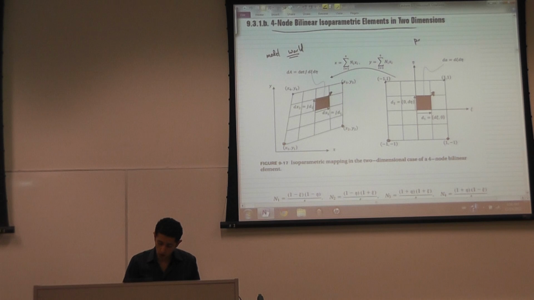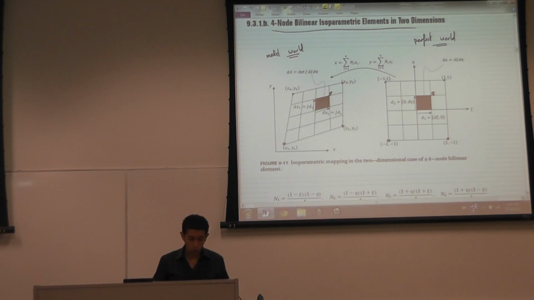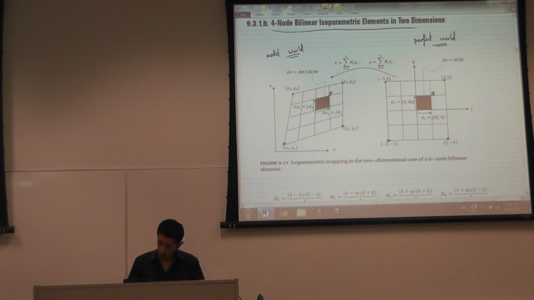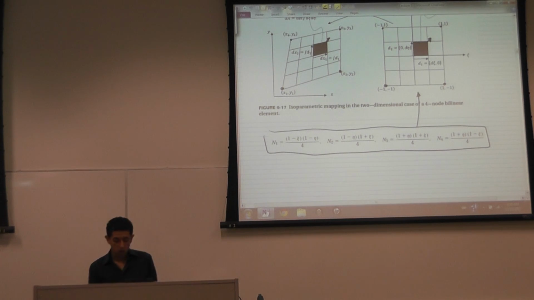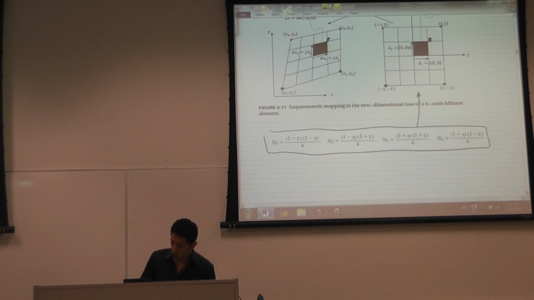and this is the perfect world, where all the elements are square, and all the coordinates change from -1 to 1. The first thing is I need to have a method by which both worlds will talk to each other. These are forever the shape functions in the perfect world. These will never change, because I've chosen the dimensions of the element to always be from -1 to 1. So these will never change.